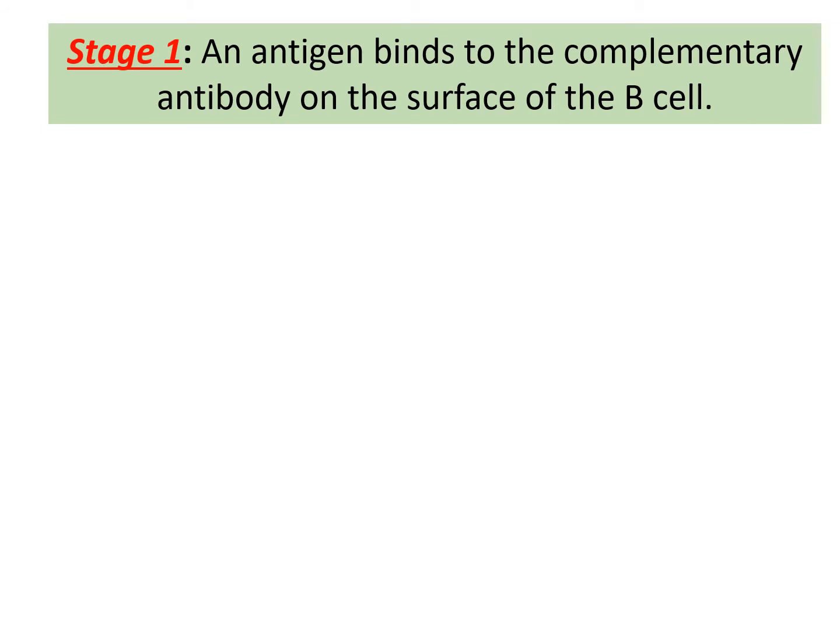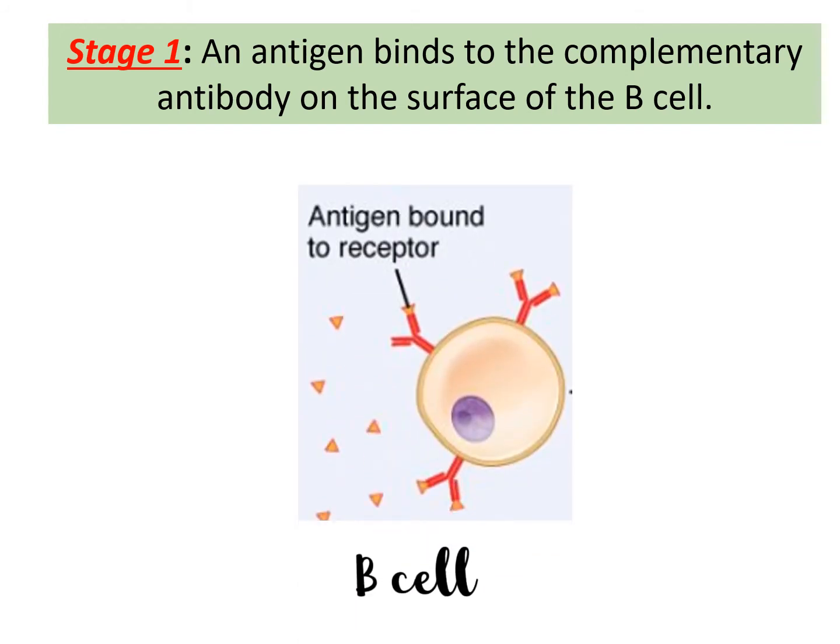In the first stage of the humoral response, an antigen can bind to the antibody on the surface of a B cell if it is complementary in shape. Here you can see in red some antibodies on the surface of a B cell with antigens shown in orange triangles.